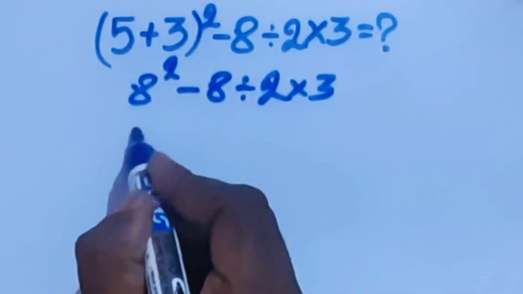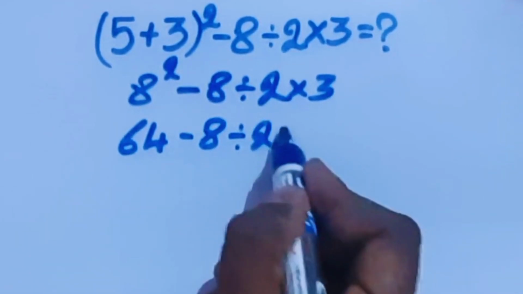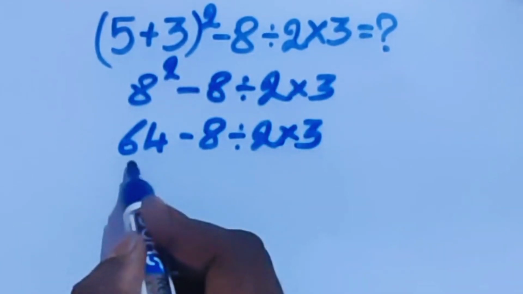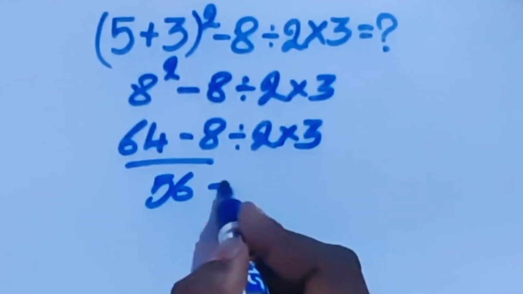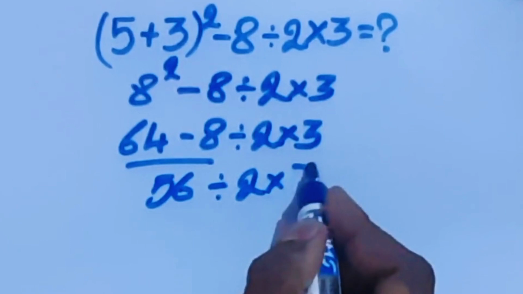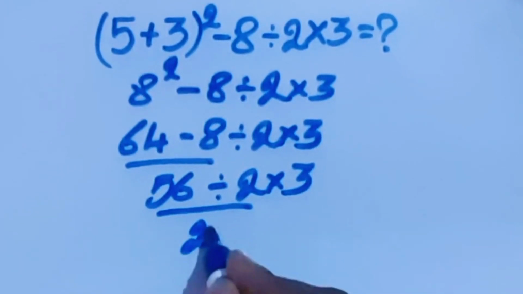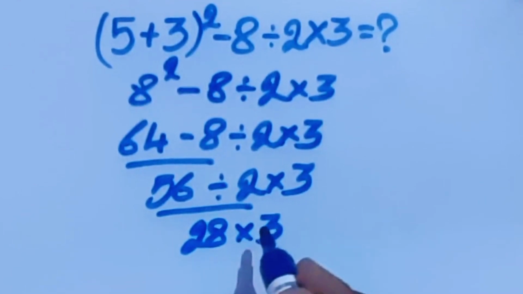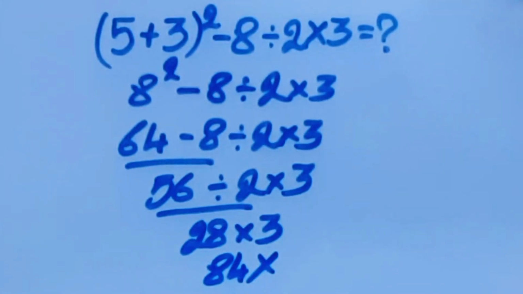Here 8 squared is 64, minus 8 divided by 2 times 3. Here 64 minus 8 is 56, divided by 2 times 3. Here 56 divided by 2 is 28, times 3. Here 28 times 3 is 84, which is the wrong answer. As per the order of operations, this 84 is the wrong answer.